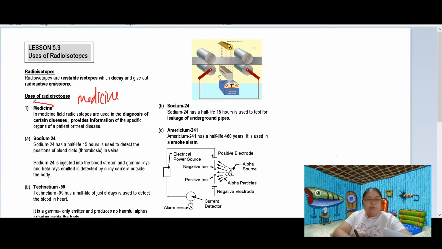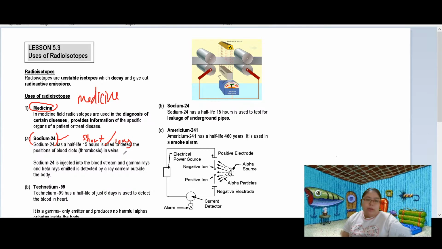We see which radioisotopes are useful in medicine. The first use is diagnosis for certain diseases. Provided in the information, the first one is sodium-24. For this topic, what you need to know is you need to memorize the name of the isotope, sodium-24. Then you need to know the half-life. We don't need to memorize the value, we just need to know whether it is a short half-life or a long half-life.